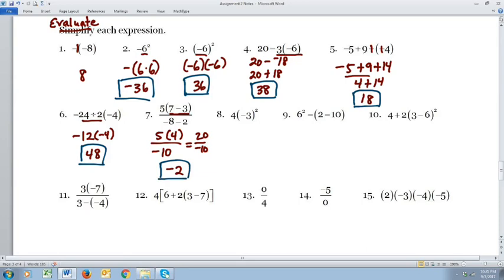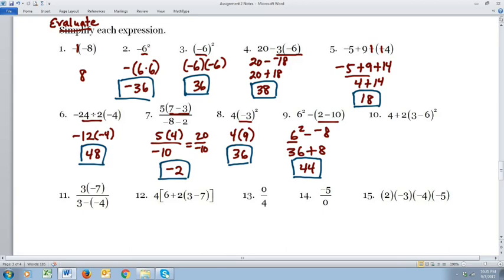On number 8, let's see, we want to do the exponent first. So we're squaring negative 3. Now be careful here. Negative 3 times negative 3, that's a positive 9. And so then we multiply, we get 36. On number 9, we're going to work inside the parentheses first. And 2 minus 10 is negative 8. And so now we'll apply the exponent. We get 36. Let's go ahead and add the opposite here. And so we're going to get 44.